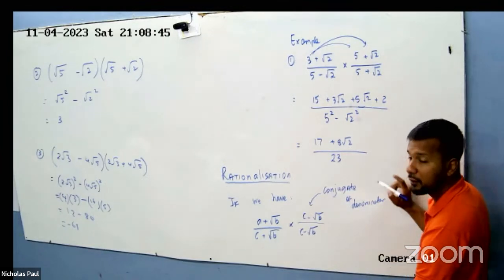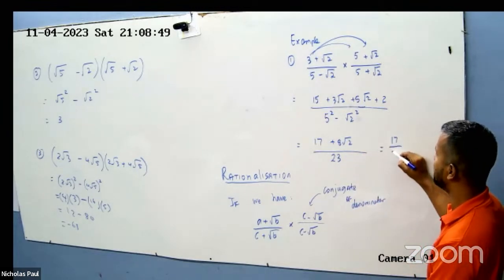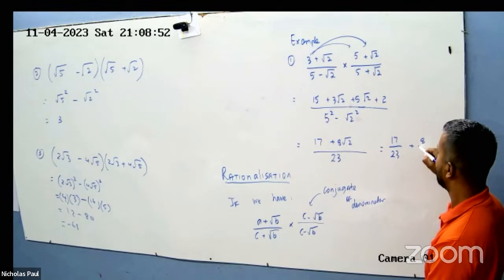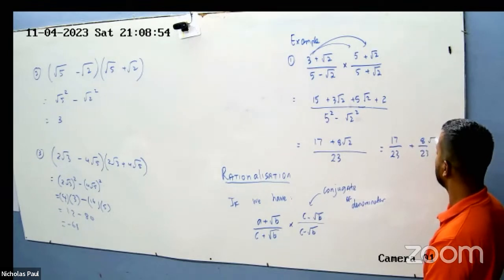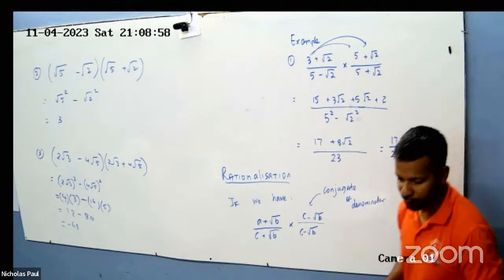All right, so you go on to the next one. If you want, you could write it like this: 17 on 23 plus 8 on 23. There are times that you write it like that, right?